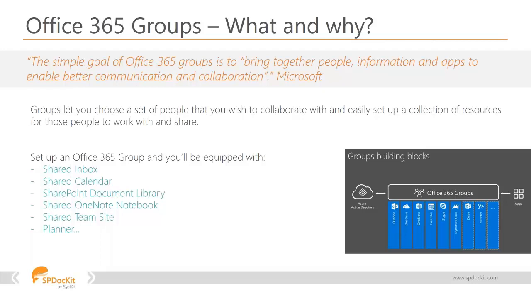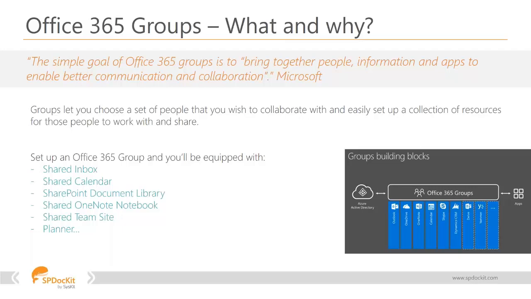Basically, Office 365 groups are a shared workspace for email, files, events, and conversations, where all of the group members can collectively get all of their stuff done. They let you choose a set of people that you wish to collaborate with and easily set up a collection of resources for those people to work with and to share. When you or a user sets up an Office 365 group, they will be equipped with a shared inbox where they will have all of their email conversations between group members.